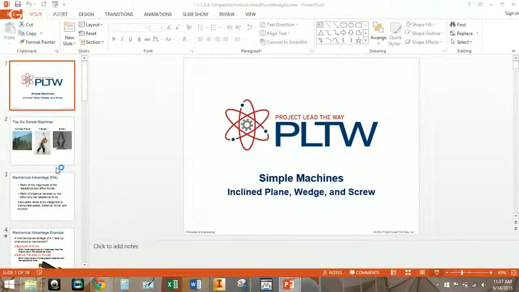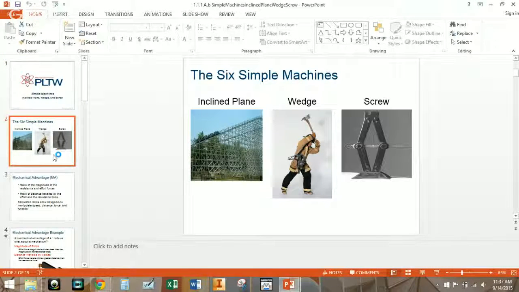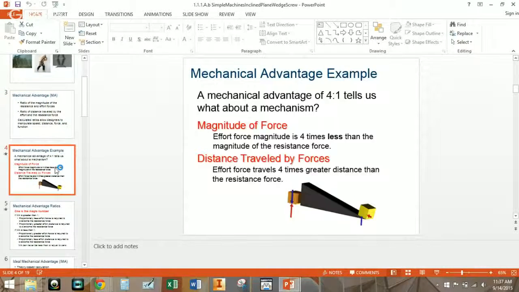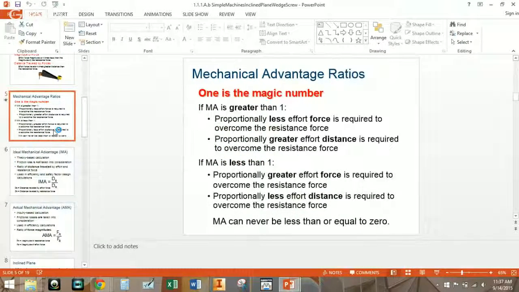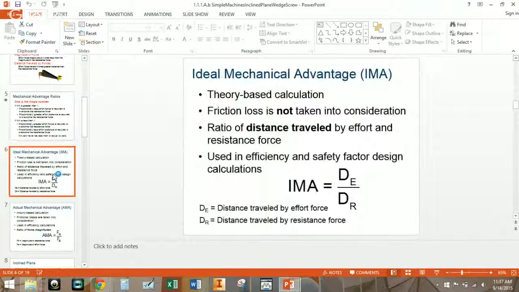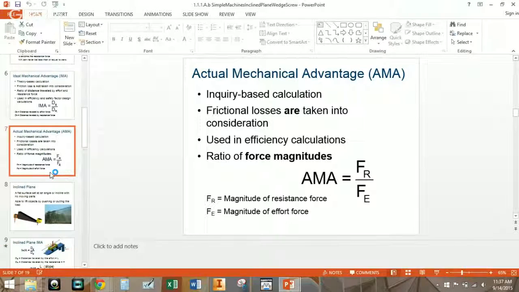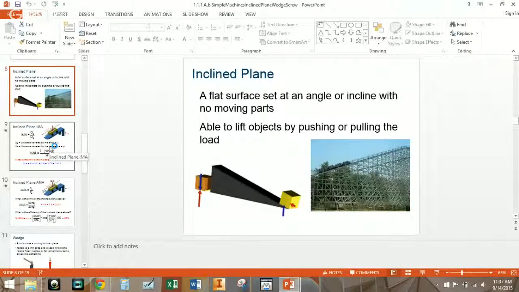Today we're going to be talking about simple machines: the inclined plane and wedge. So we are going to start off with the inclined plane. Now we've already gone through mechanical advantage, what it is, what it means to have one less or greater than one, and how to calculate ideal and actual mechanical advantage. So we are going to skip those portions.